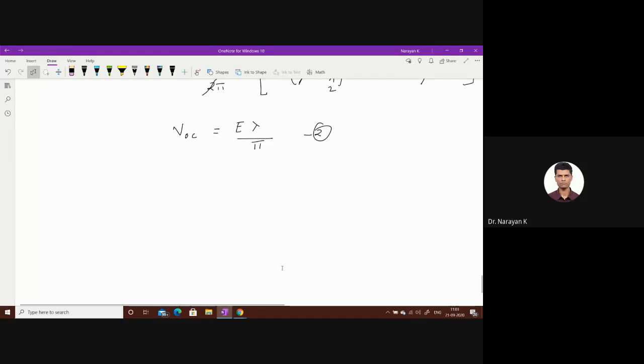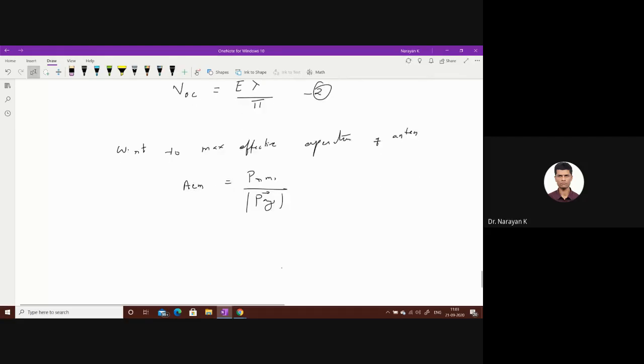Now, write down, with respect to maximum effective aperture of antenna. So what is your maximum effective aperture? That is power received maximum divided by average power density.